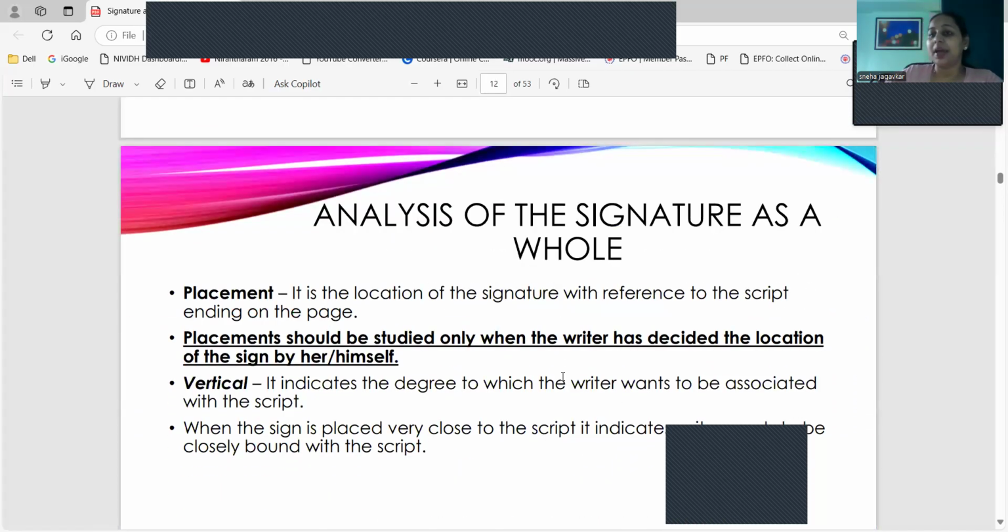Now, I'm going to speak about the analysis of the signature as a whole. Over here, placement is one particular thing that we all need to understand. When I say placement, I'm speaking about the location of the signature with respect to the script ending on the page. Placement should only be studied when the writer has decided the location of the signature all by himself. Now I'm going to stop sharing the screen, so give me a minute.